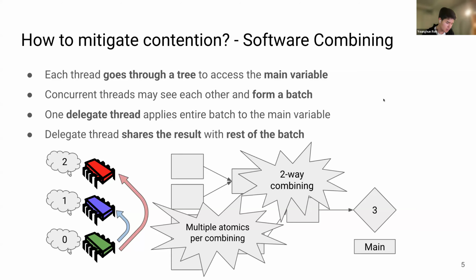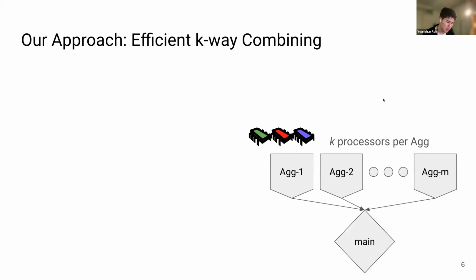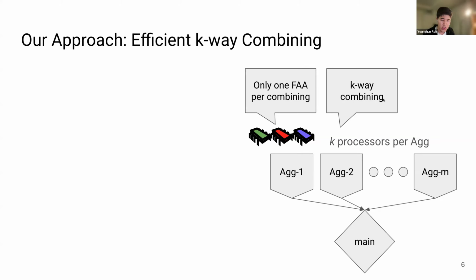because the combining rate is so low. Our approach is to design an efficient k-way combining algorithm, which means we can support k concurrent operations combining at once to form one batch, therefore reducing the contention much more efficiently. And for each batch, we only need one additional fetch and add per combining. Therefore, the overhead in our algorithm is significantly lower.